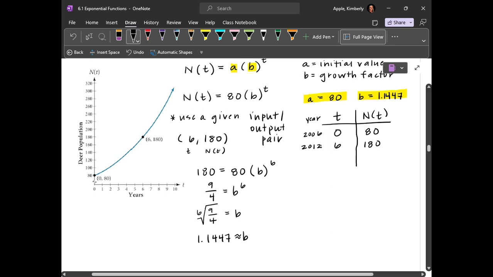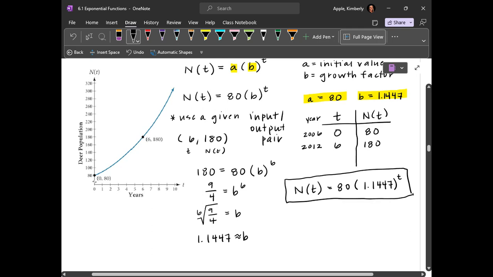So once I have A and B, I can write my function just by plugging these values into the basic template. So the function is N of T equals 80 times 1.1447 to the T. And that is the function that models this situation with the deer and the population growth.